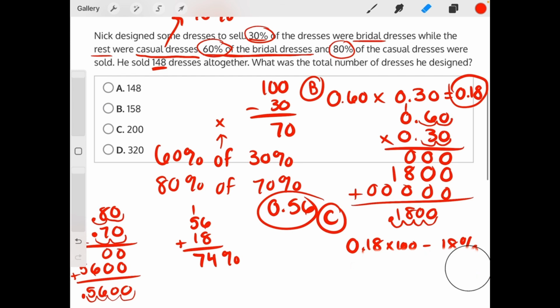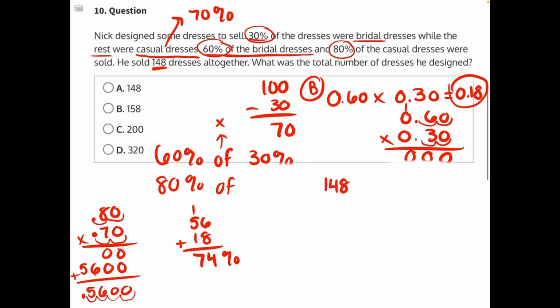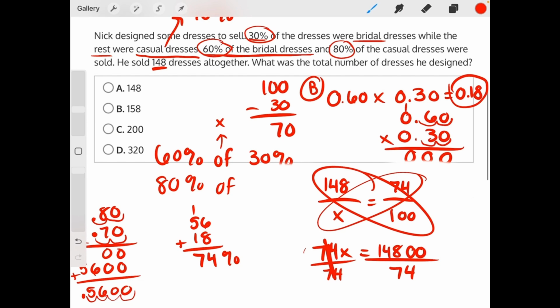Let me make some room here. If 148 dresses out of an unknown total amount of dresses is equal to 74% out of 100, what is this mystery number? We can solve that by cross-multiplying. 74 times x will be equal to 148 times 100, which would be 148 with 2 zeros, 14,800. Then we need to divide, opposite operations, both sides by 74. These will cancel, and now we just have to divide.